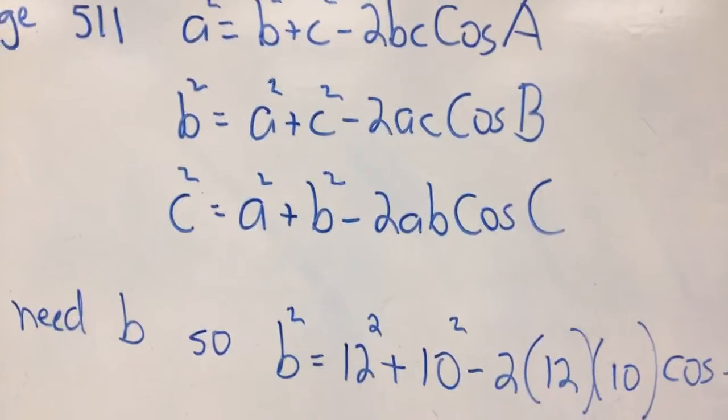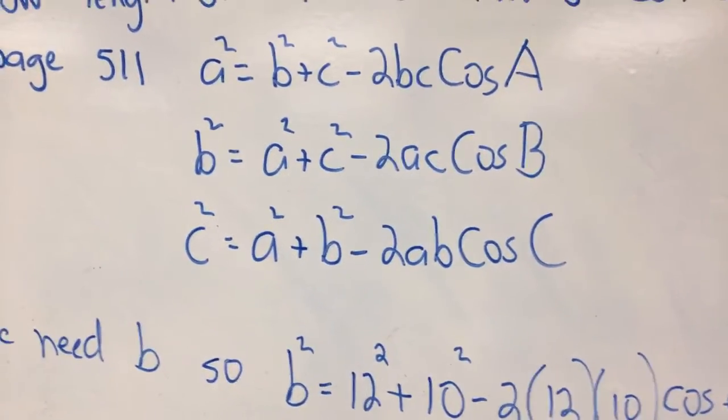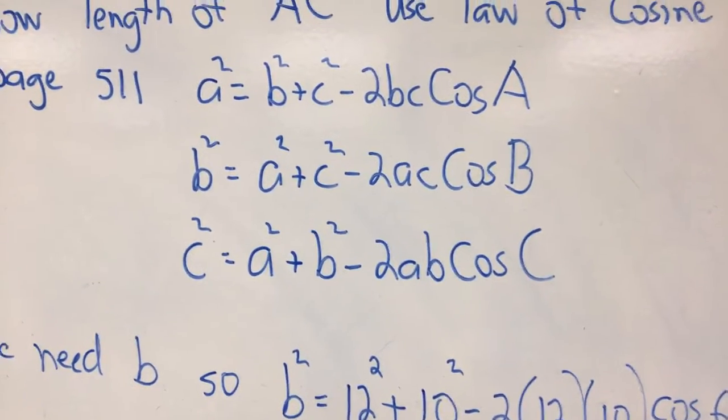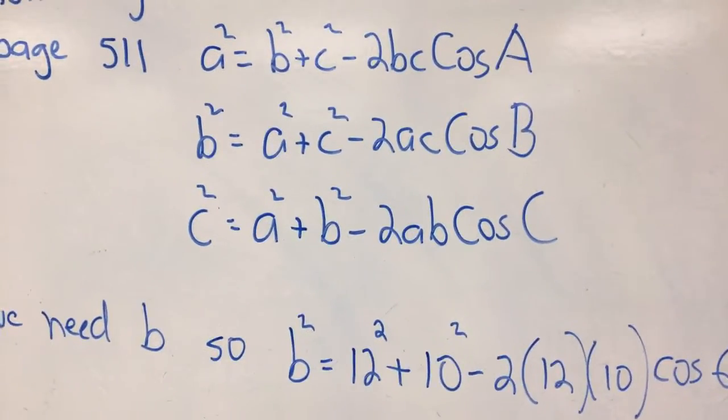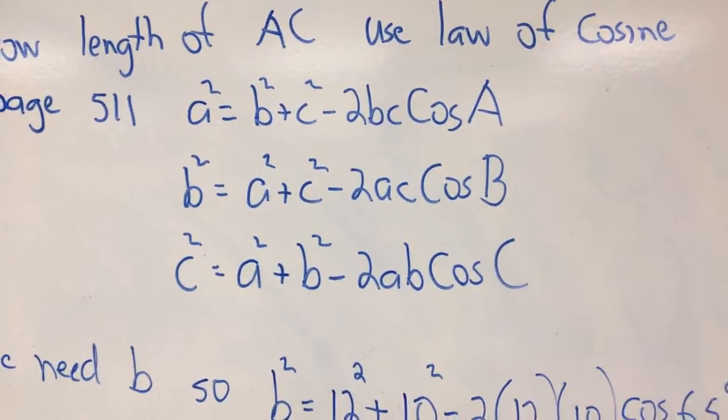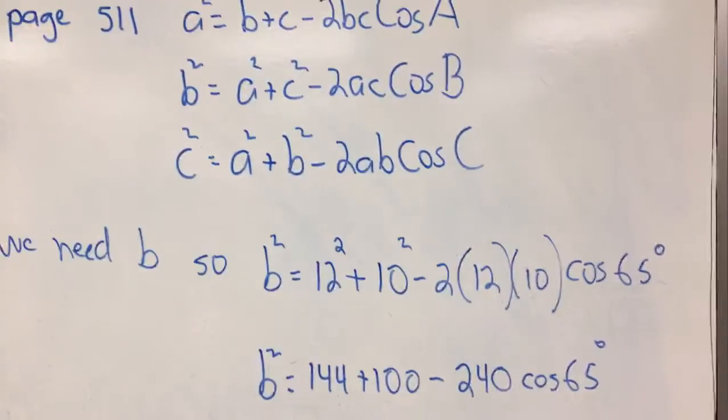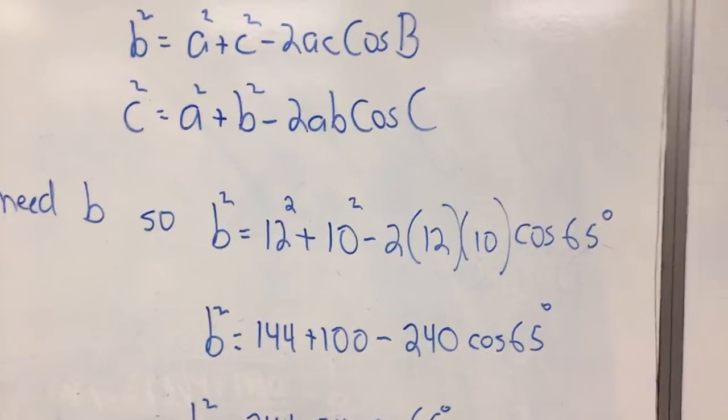Pick the middle one. You're trying to find B, pick the one that you can solve for B. If I was looking for A, I'd pick the top one. If I was trying to find C, I'd pick the bottom one. But I'm not. I'm looking for B. Now, B squared, plug your values in.